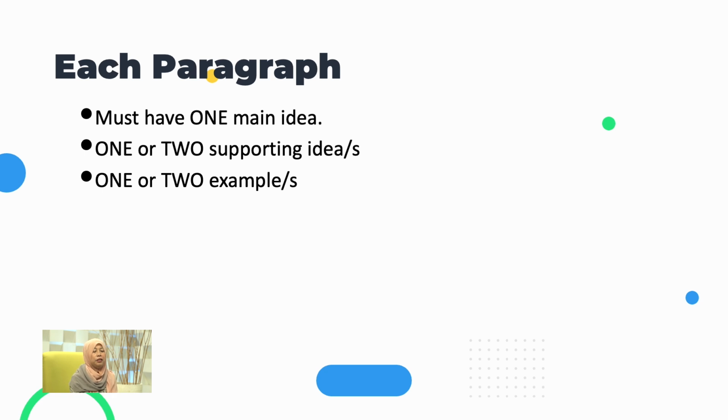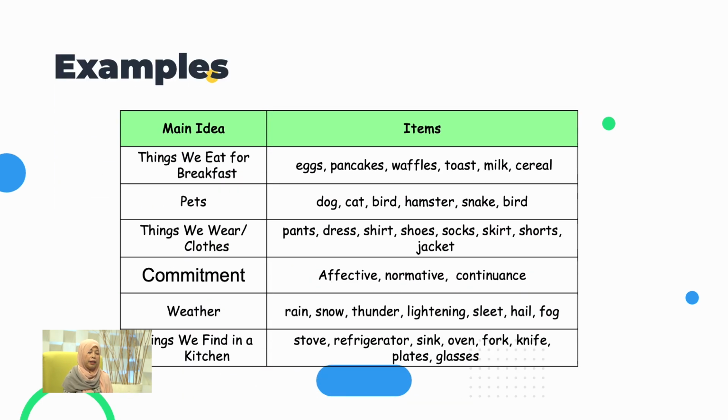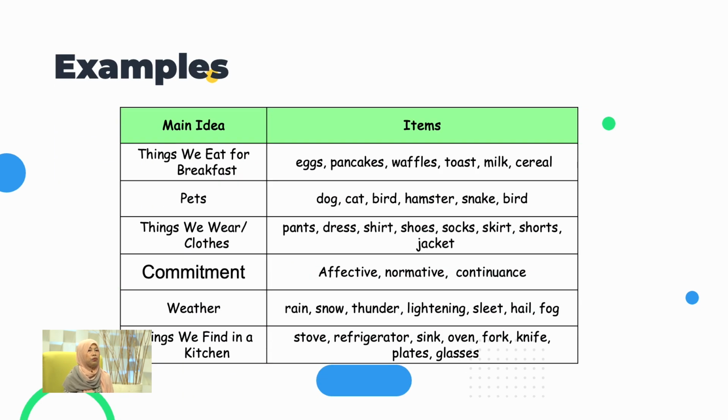Okay, and then each paragraph must have one main idea, supported by two or more supporting ideas, and then give an example. Okay, you can look at this example. For example, the main idea is things we eat for breakfast, and then the items: what are the breakfast items? Eggs, pancake, sandwich, bread, and so on. These are the ideas and you can give the examples.